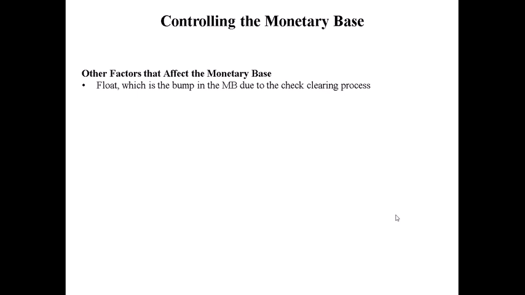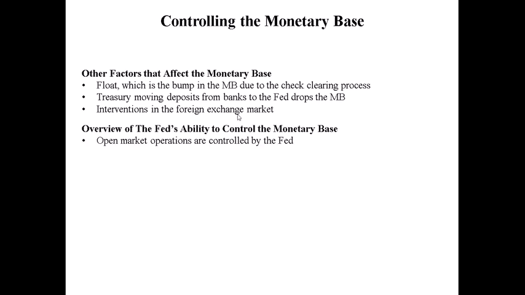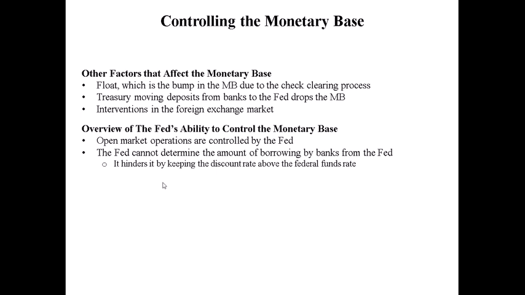Other factors that affect the monetary base include float, which is the bump in the monetary base due to the check clearing process. Treasury moving deposits from banks to the Fed drops the monetary base. Interventions in the foreign exchange market also matter. Open market operations are controlled by the Fed. The Fed cannot determine the amount of borrowing by banks from the Fed. It hinders it by keeping the discount rate above the federal funds rate.